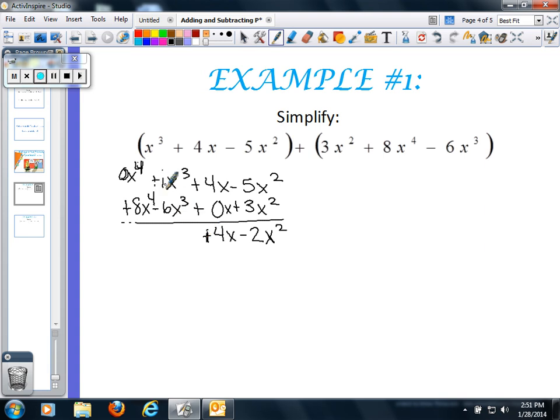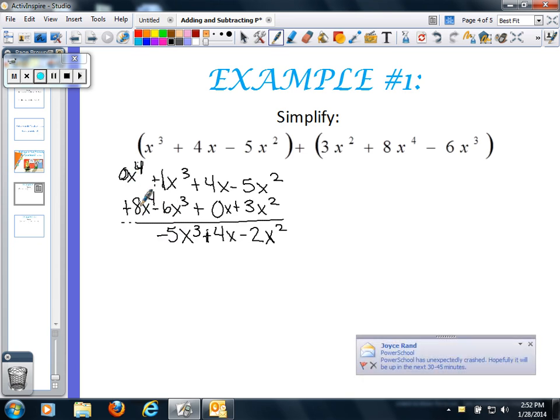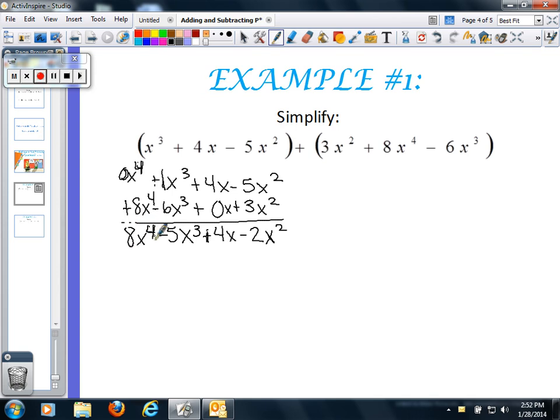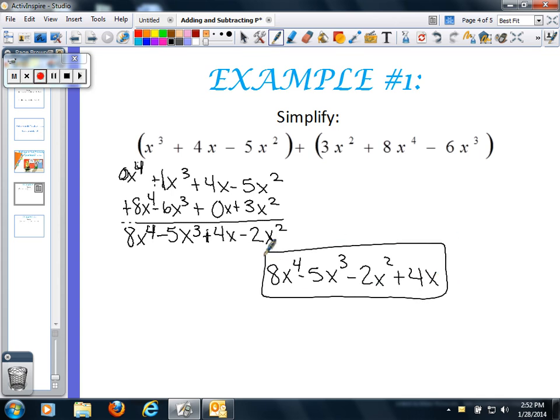Okay, the coefficient of this x cubed is a 1. So this is x cubed, and that's a positive 1 and a minus 6, so it gives me a negative 5. And then this is a positive 8 and a 0, which is going to give me 8x to the fourth. Now I'm going to go ahead and write this in descending order. So my x to the fourth is my largest. That's 8x to the fourth minus 5x cubed minus 2x squared plus 4x. And this would be my answer.